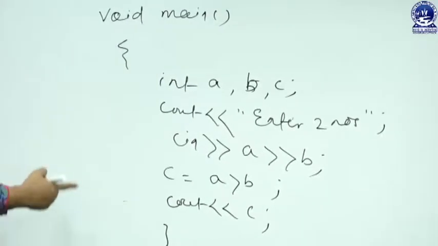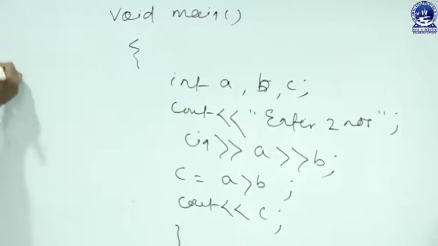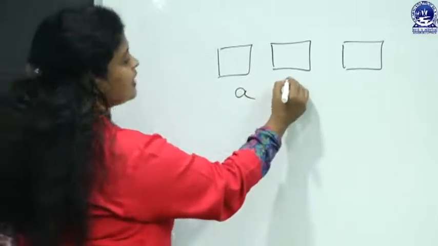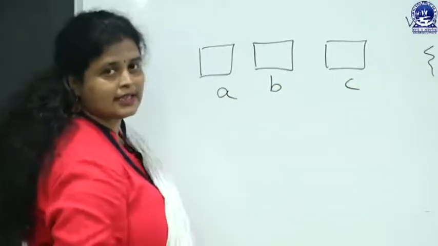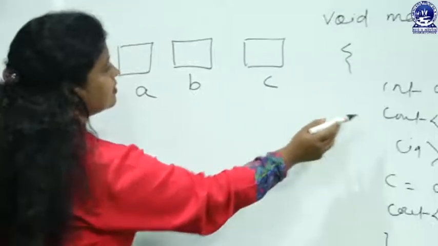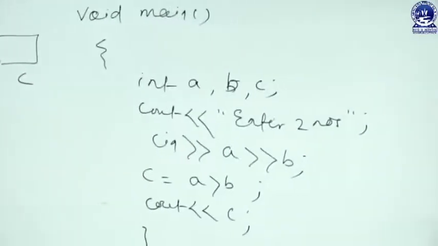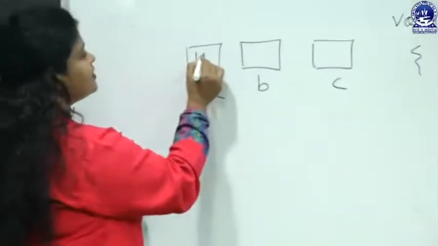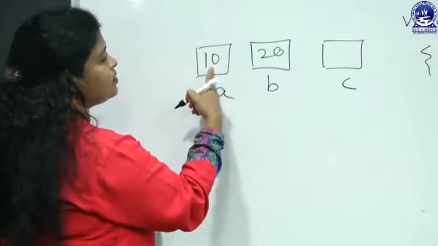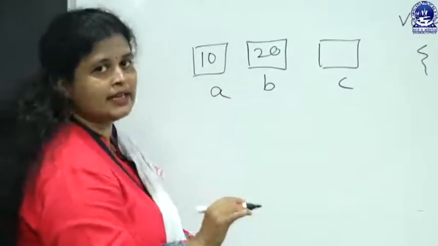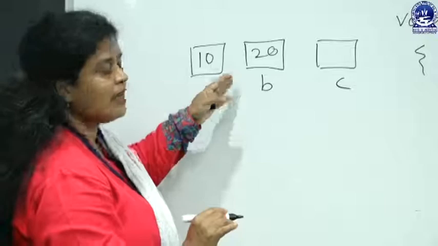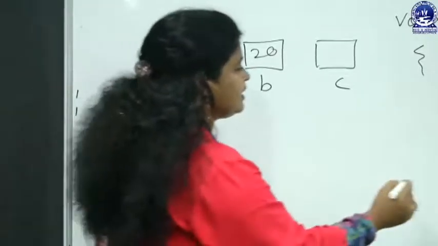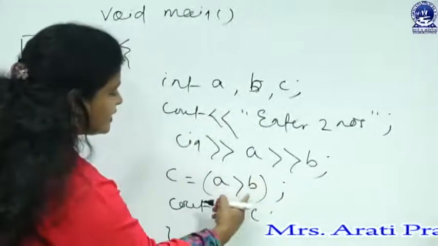When you write this program and execute it, the program will allocate three different memory locations: one is A, another is B, and one is C. By using cout, the message enter two numbers is displayed, then cin A B. When you enter two values, let's say you have entered A equal to 10 and B equal to 20. You may enter any value. Here as an example, I am taking A equal to 10 and B equal to 20. Then C equal to A greater than B.